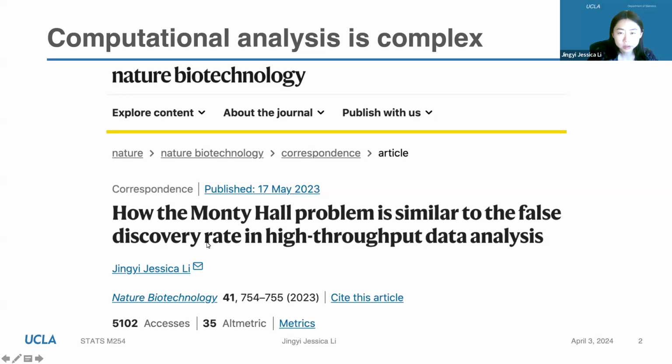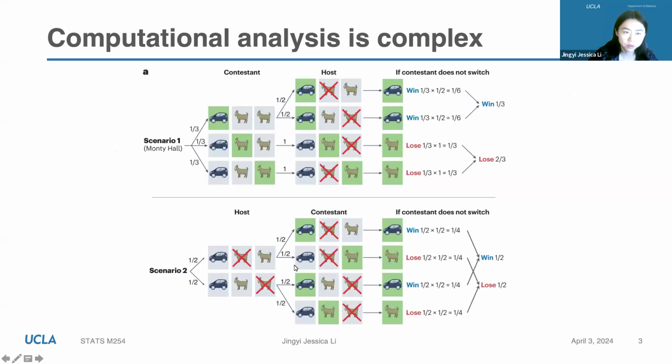So this is the correspondence piece I authored last year about a connection which I found interesting, between the Monty Hall problem and the false discovery rate in our data analysis. For those of you who are Americans, you might know this as a popular culture thing from a TV program. So this is just the opening of today's lecture. So what is the Monty Hall problem? It's a very interesting TV contest.